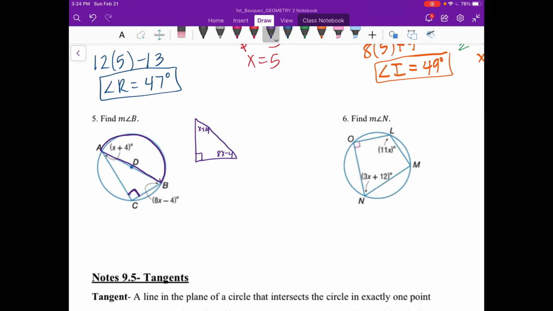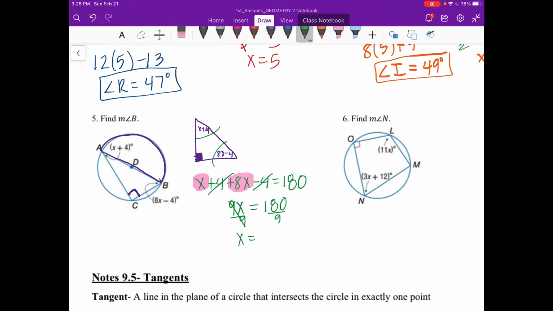Now think about how all triangles add up to 180, right? Well, this is already equal to 90, which means that this angle and this angle together would add up to 90, because 90 and 90 would give me that 180 in my triangle. So I'm going to combine like terms. I can combine the x and the 8x in this case. I have 9x. The 4 minus 4 is going to go away. And then I'm going to divide both sides by 9.